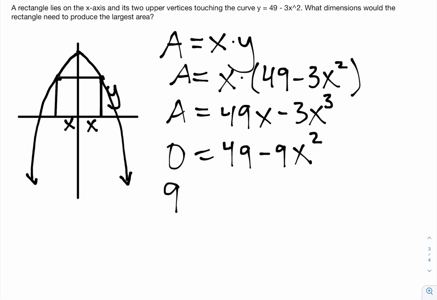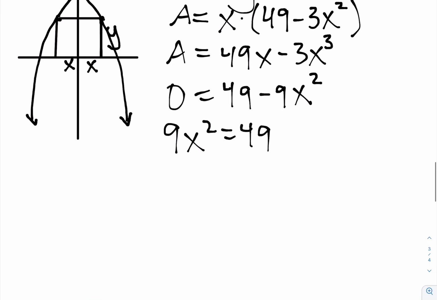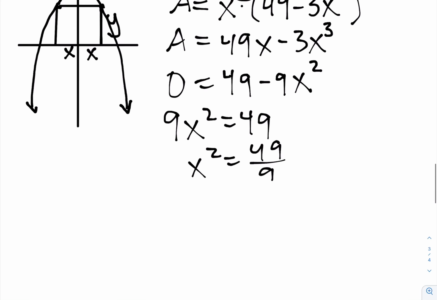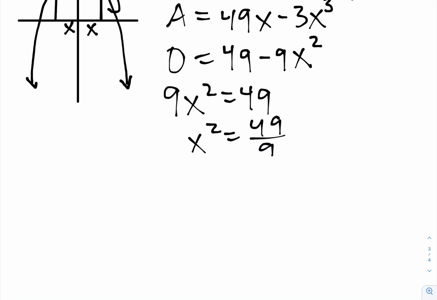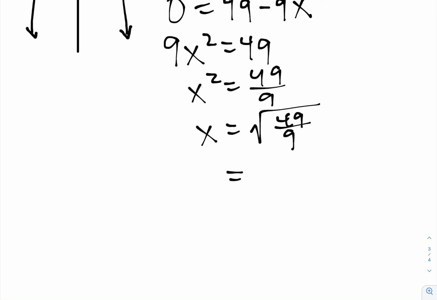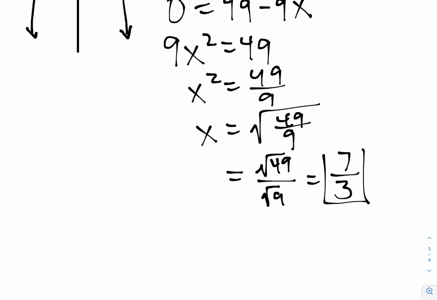Once we have this, what we're going to want to do is solve for x. So we would add 9x squared on both sides, so 9x squared is 49. Okay, so these numbers aren't going to be great, but it's okay. x squared is going to be 49 over 9. Square rooting both sides, oh, it's actually not going to be bad. So x is going to be the square root of 49 over 9. And remember, the square root of 49 over 9 is really just the square root of 49 divided by the square root of 9. So this is equal to 7 over 3. That's actually not a bad number.